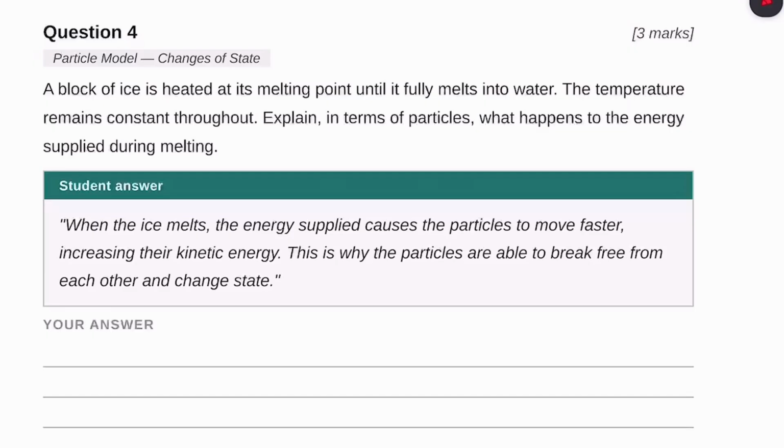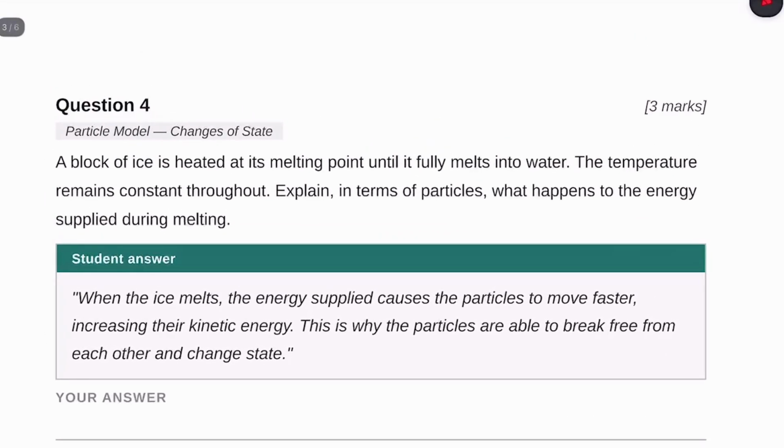Well, when the ice melts, the energy supplied causes the particles to move faster, increasing their kinetic energy, which is why the particles are able to break free from each other and change state. Okay, so we need to be able to answer why this answer is incorrect. What's wrong with this? Doesn't it make sense?